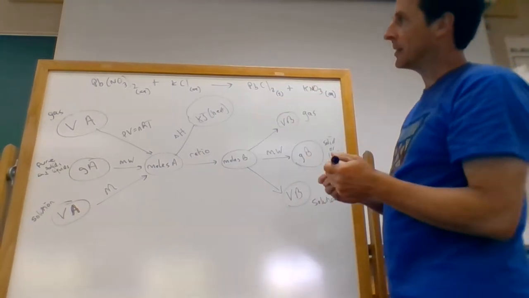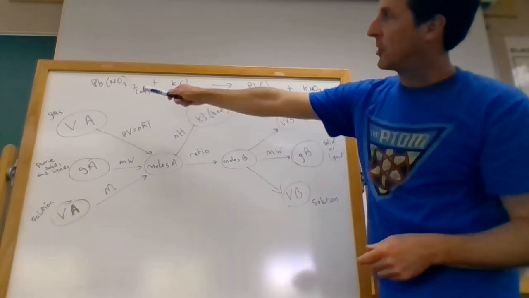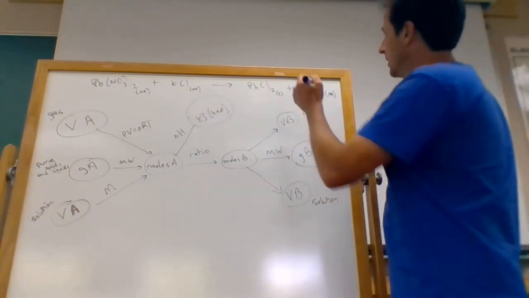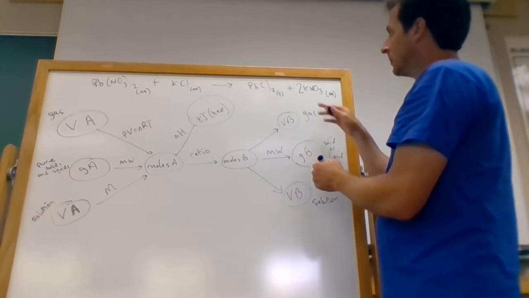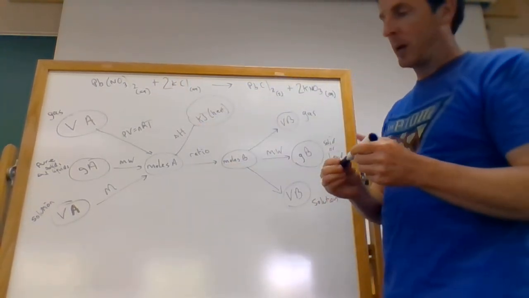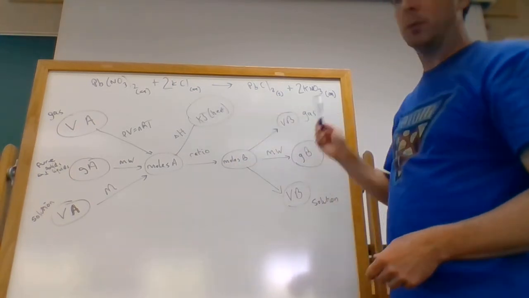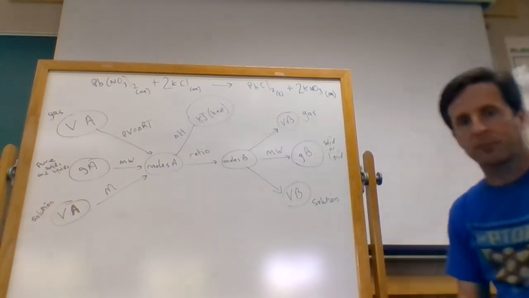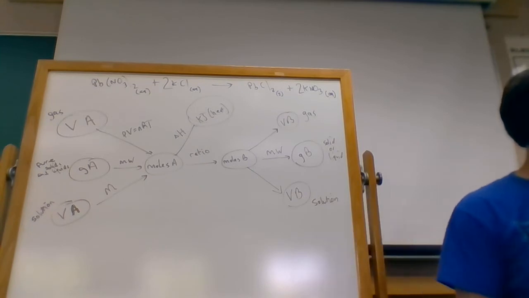And then finally, balance the equation. I see 2 nitrates over there, so I'm going to put a 2 here. That gives me 2 potassiums, so I need a 2 here. So there's my balanced equation, 1, 2, 1, 2. All right, so I have the setup now.